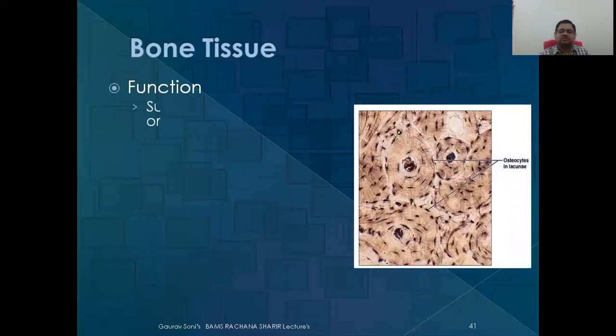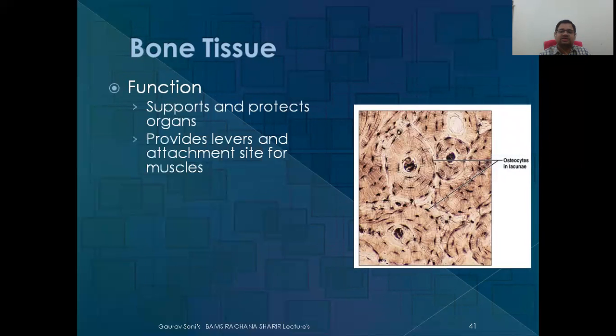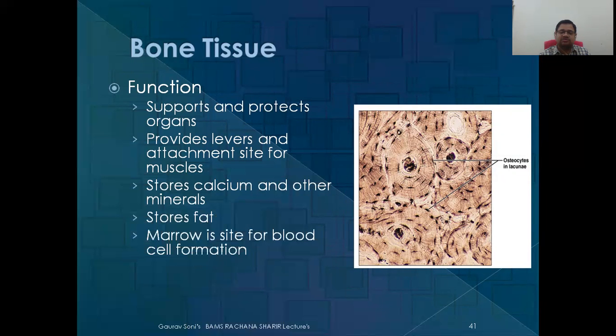Next is the bone tissue. It supports and protects the organs, provides the levers and attachment sites for the muscles, stores calcium and other minerals, and stores fat. Marrow is the site for blood cell formation. Location, all types of bones.